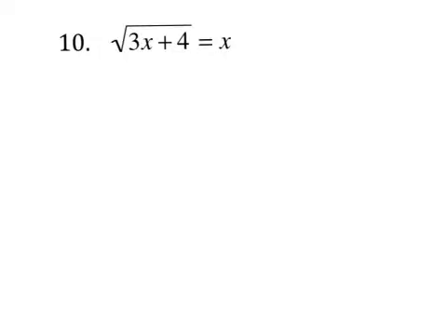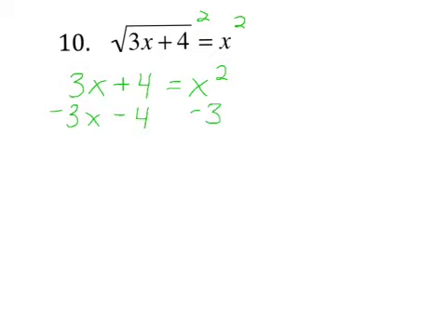Let's take a look at number 10. So again, we're going to square both sides. So we get 3x plus 4 equals x squared. And then we're going to move everybody to one side. So we end up with 0 equals x squared minus 3x minus 4.